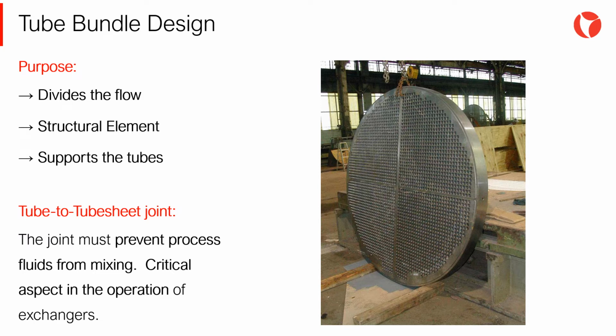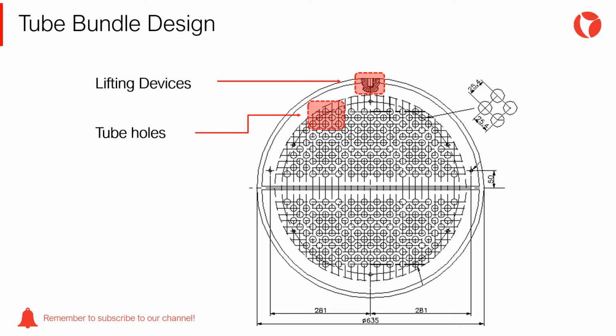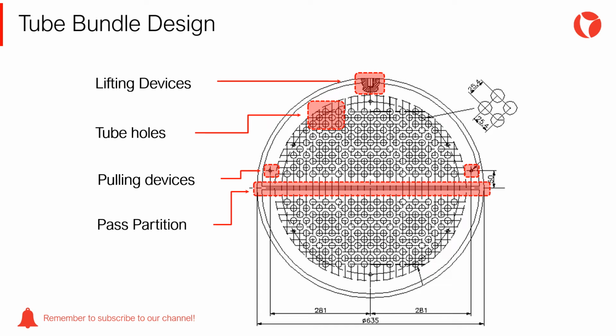The tube-to-tube sheet joint must warranty a tight seal preventing the process fluids from mixing. Therefore, this joint is critical to the operation of shell and tube heat exchangers. The tube sheet design must account for the following elements: threaded holes for lifting devices, tube holes, threaded holes for pulling devices, grooves for channel side pass partitions, and threaded holes for tie rods.